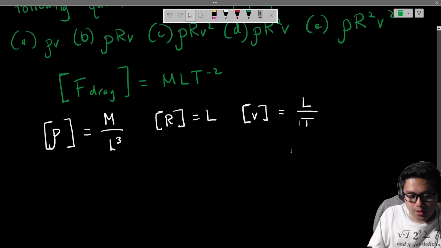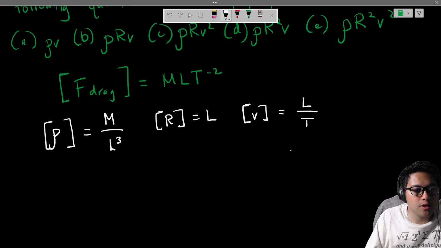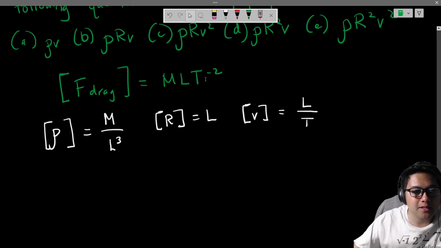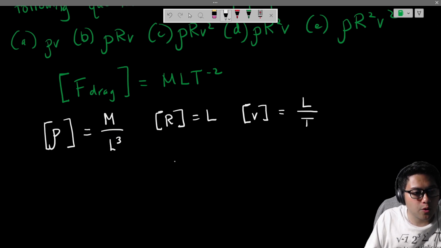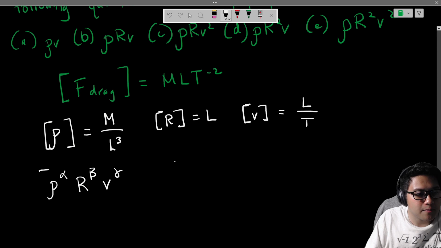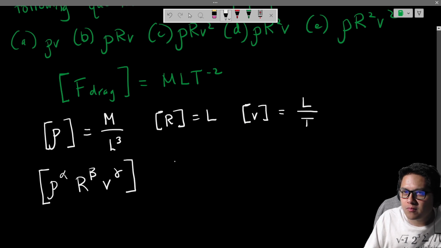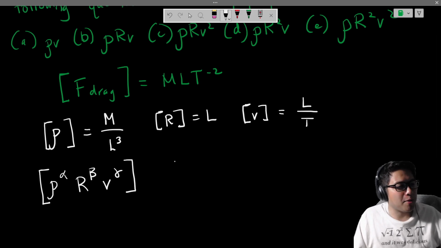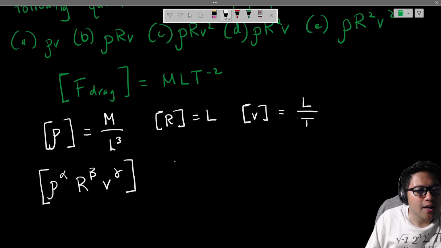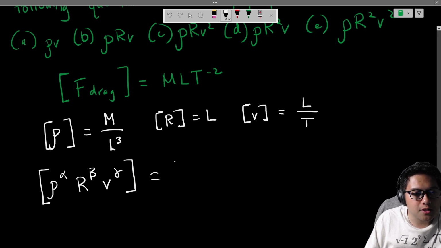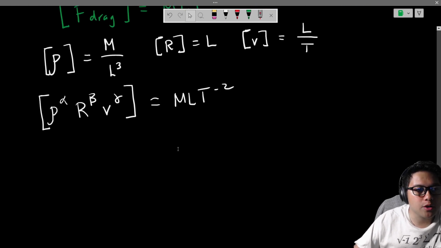And again, we need to combine all of these three variables into something that has the units mLt to the minus 2. So we're going to write ρ to the alpha, r to the beta, and v to the gamma. I actually wrote alpha this time. I didn't remember my Greek alphabet there, but I wrote alpha as gamma last time. And so we need to have all of these units come out to something that looks like mLt to the minus 2. And so we're going to go term by term here.